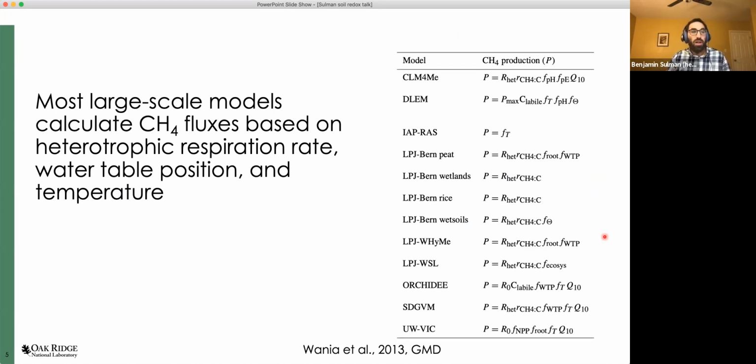These assumptions are integrated into the models that we use at large scales. This table is from a really nice paper comparing methane models from a bunch of different large scale models. There are some differences, but also a lot of commonalities. These models tend to assume that there's a certain ratio of methane to carbon dioxide, that methane flux is related to heterotrophic respiration, and a lot of them also include a function of water table depth at a particular point in time, which controls whether that soil is inundated, which then determines whether that soil is producing methane more or CO2.